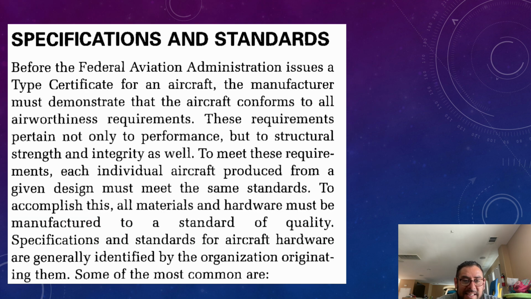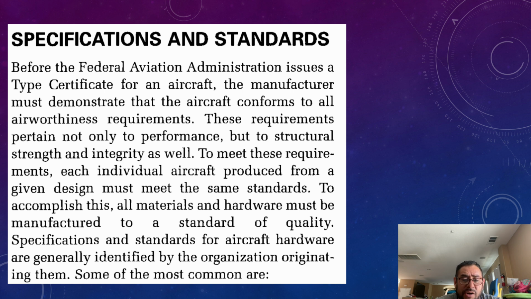So, specifications and standards. Before the Federal Aviation Administration issues a type certificate for an aircraft, the manufacturer must demonstrate that the aircraft conforms to all airworthiness requirements. These requirements pertain not only to performance, but also to structural strength and integrity as well. To meet these requirements, each individual aircraft produced from a given design must meet the same standards. To accomplish this, all materials and hardware must be manufactured to a standard of quality.